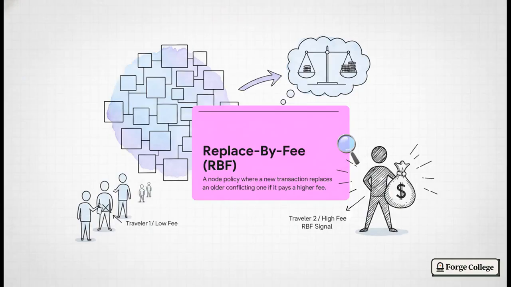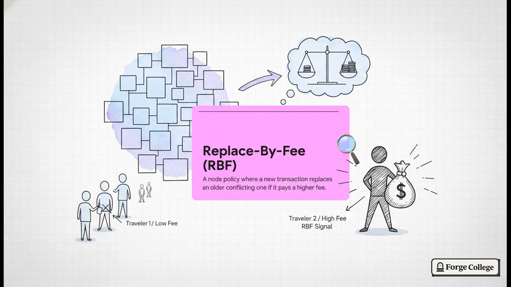Well, this brings us to a pretty fascinating policy tool called Replace by Fee, or RBF. Remember those local customs rules we just talked about? Some nodes actually use RBF as a local policy. What it basically means is, if that second traveler, the conflicting transaction, shows up, signals that they are replaceable, and flashes a significantly higher tip for the customs fee, the node might actually kick the first traveler out of line and let the VIP take their place.